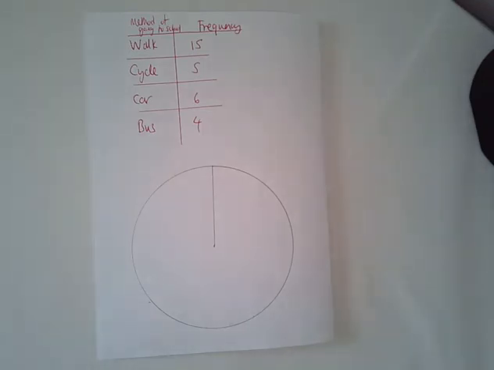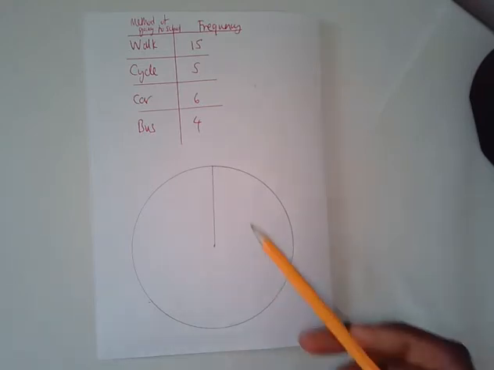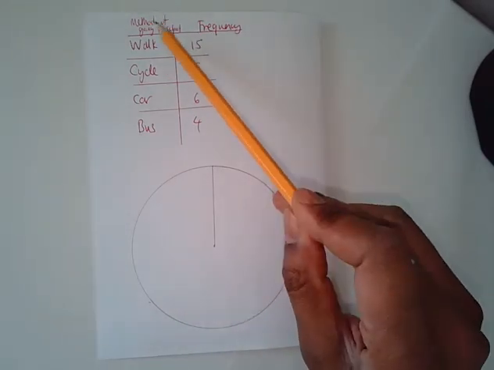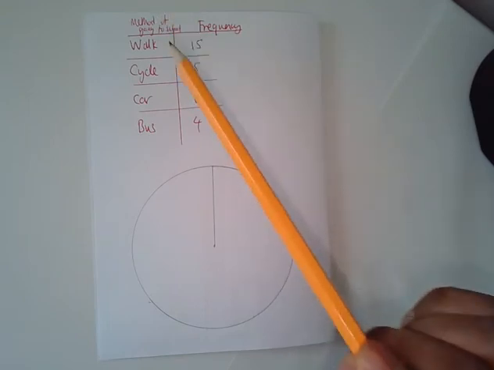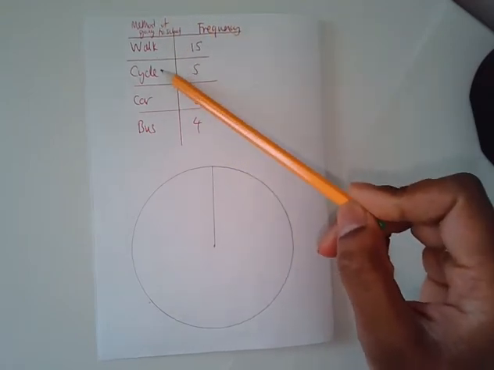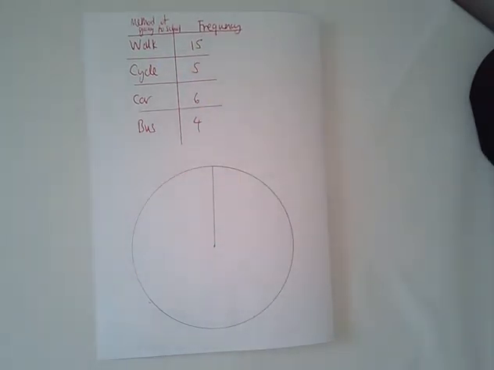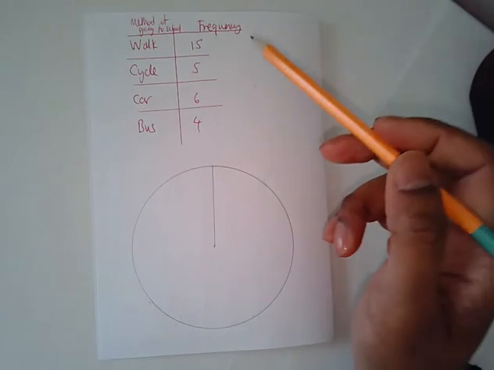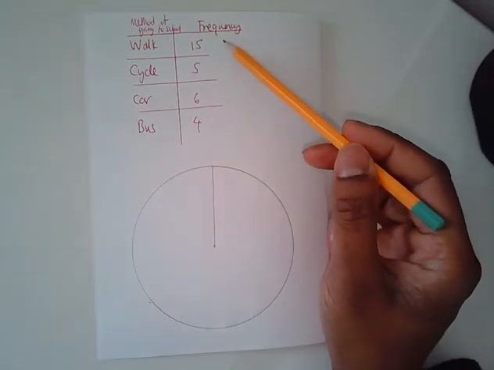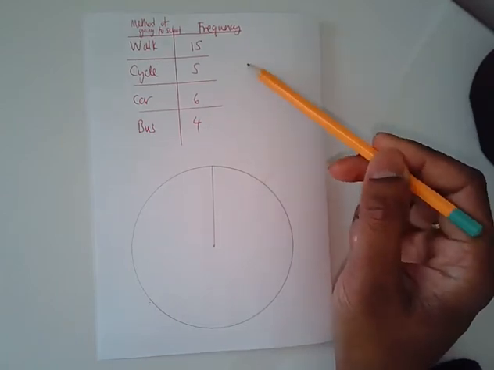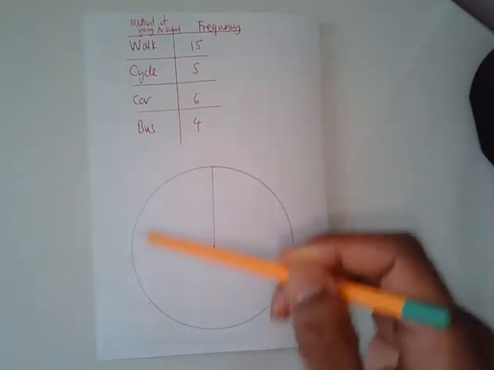I'm going to show you how to make a pie chart, how to construct a pie chart given some information. So we have an empty pie chart, and we've got some information here about methods, ways in which pupils get to school. So obviously it's walking, cycling, car, bus, and these are the numbers for each one. What we need to do is calculate the angles for each and every one of these numbers. Once we've worked out the angles, we can then start making the pie chart.